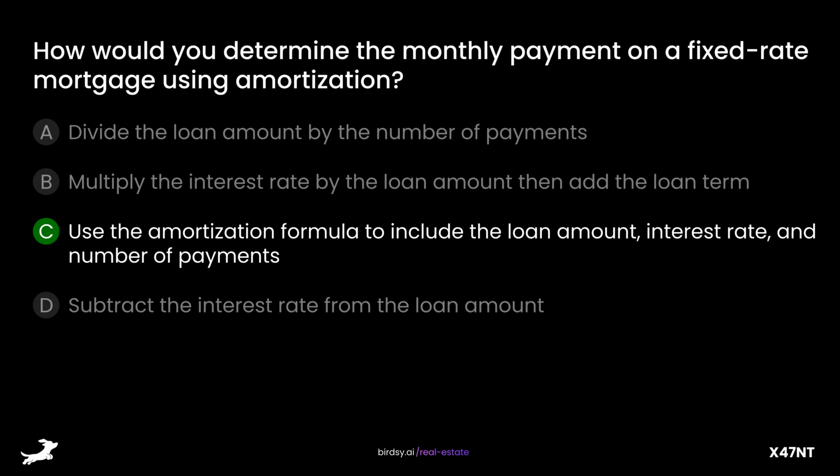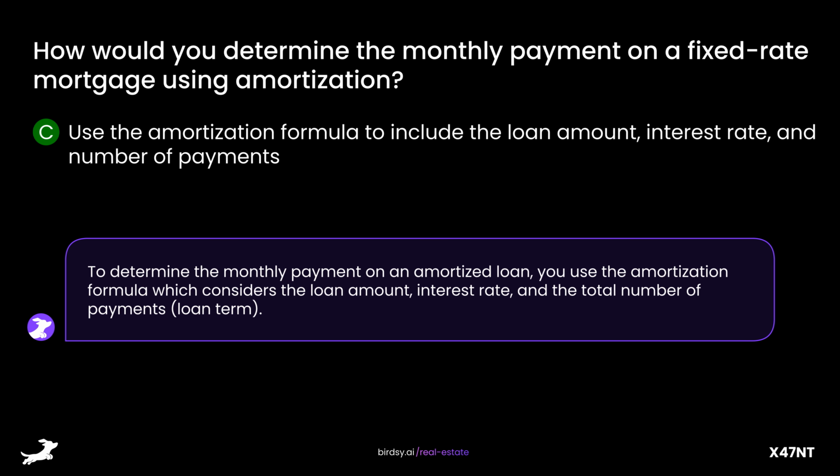The answer is C. Use the amortization formula to include the loan amount, interest rate, and number of payments. To determine the monthly payment on an amortized loan, you use the amortization formula, which considers the loan amount, interest rate, and the total number of payments, loan term.